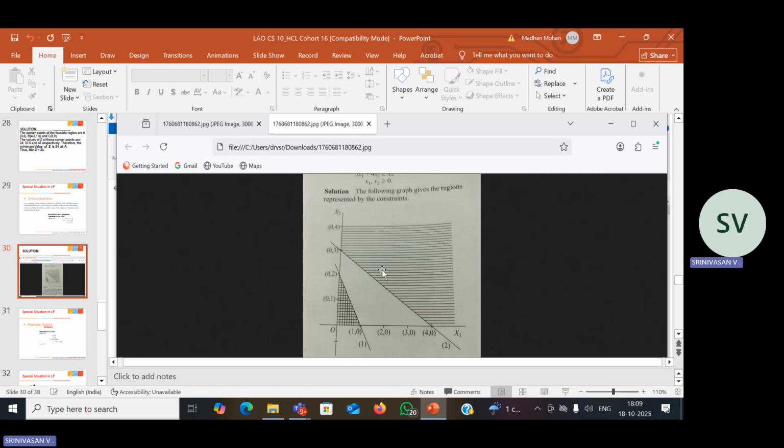So the region that is being shaded will be above the boundary line 3x1 plus 4x2 equal to 12. So all those points, the region will be shaded because it is greater than or equal to this line. So this is above the line and this is below the line 2x1 plus x2 equal to 2. So now between these two regions, there is nothing common, isn't it? So it has no solution.